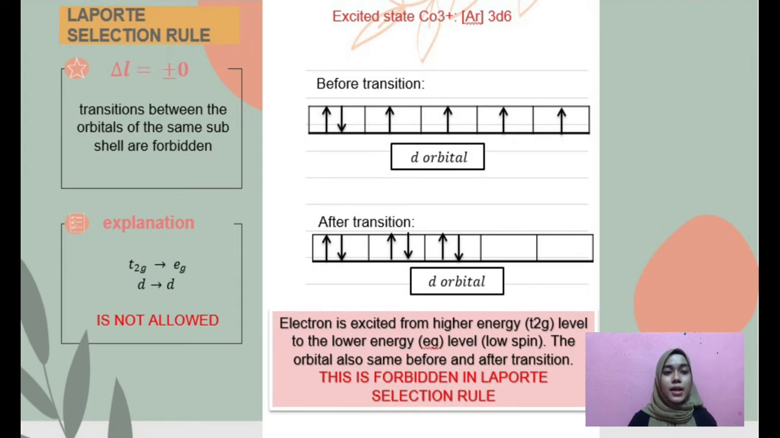As for hexaamminecobalt trichloride, the electron is excited from the lower energy T2g level to the higher energy Eg level, which is low spin. The orbital is also the same before and after the transition. This is forbidden in the Laporte selection rule.